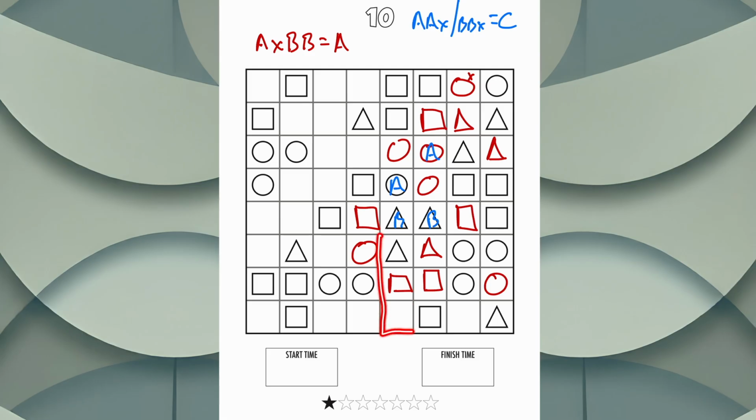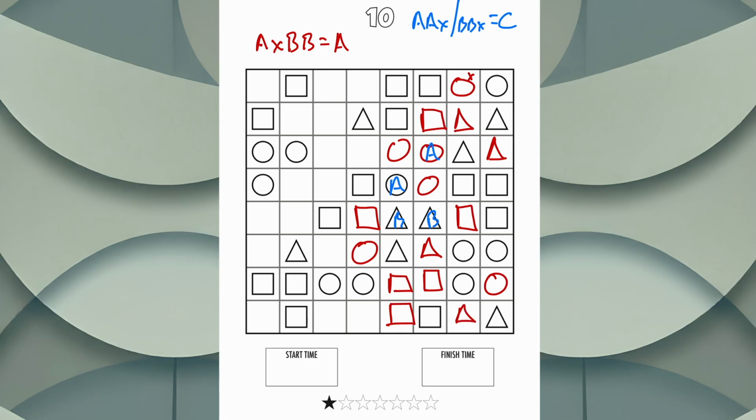If we look along these three here, we've got a triangle and a square, so we can't have a circle there. If we look at these three, we've got a circle and a square, so we can't have a triangle here because we'd have three different symbols in a row there. So if we can't have a circle and we can't have a triangle, that just leaves a square, so we know this cell must solve to a square. That now enables us to solve along here because we can't have three squares in a row, so this has to be a triangle.